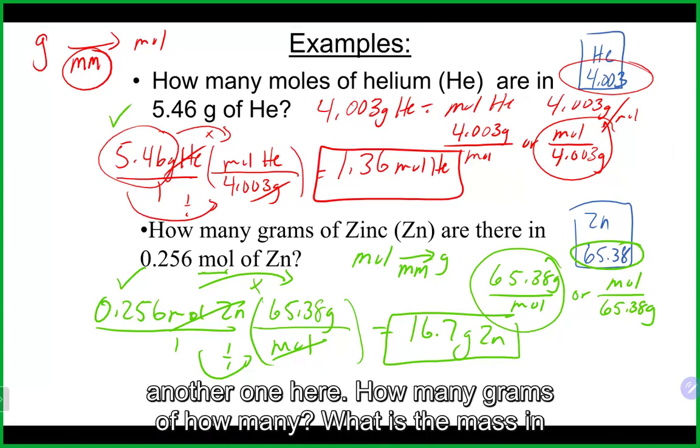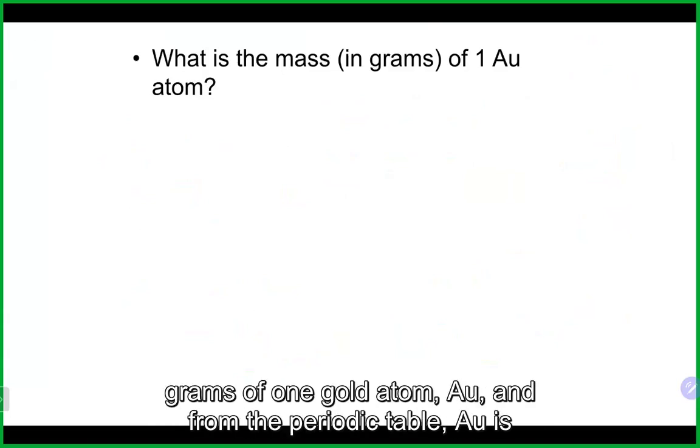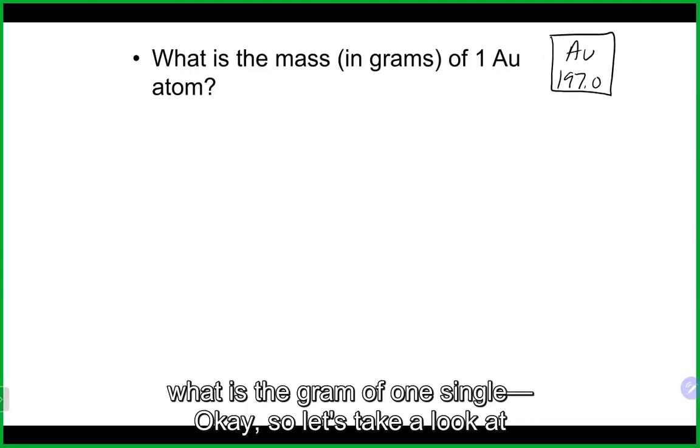All right, let's take a look at another one here. What is the mass in grams of one gold atom, Au? And from the periodic table, Au is 197. All right, so take a few moments there. We're looking for what is the mass in grams of one single gold atom.